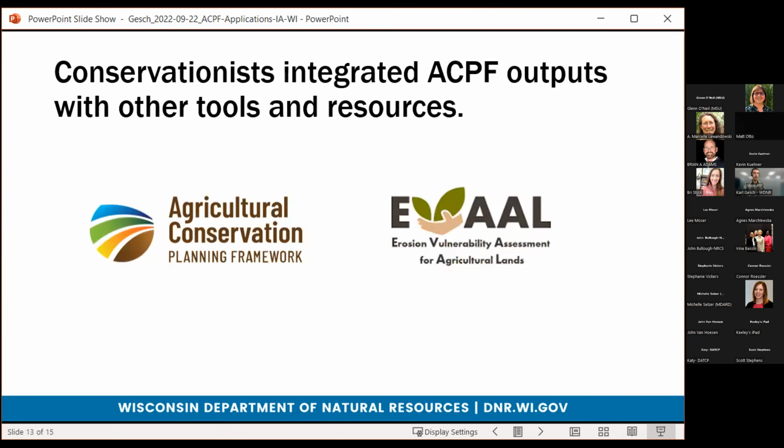So in this case, we just talked about coupling ACPF with other approaches, right? Wisconsin has a tool called EVAL, which stands for the Erosion Vulnerability Assessment for Agricultural Lands. It also is a GIS-based tool. What it does is identify areas that are at highest risk for soil erosion. It's a combination of the Universal Soil Loss Equation, but also uses the stream power index, and also accounts for internally drained areas to identify the highest risk areas throughout the watershed.